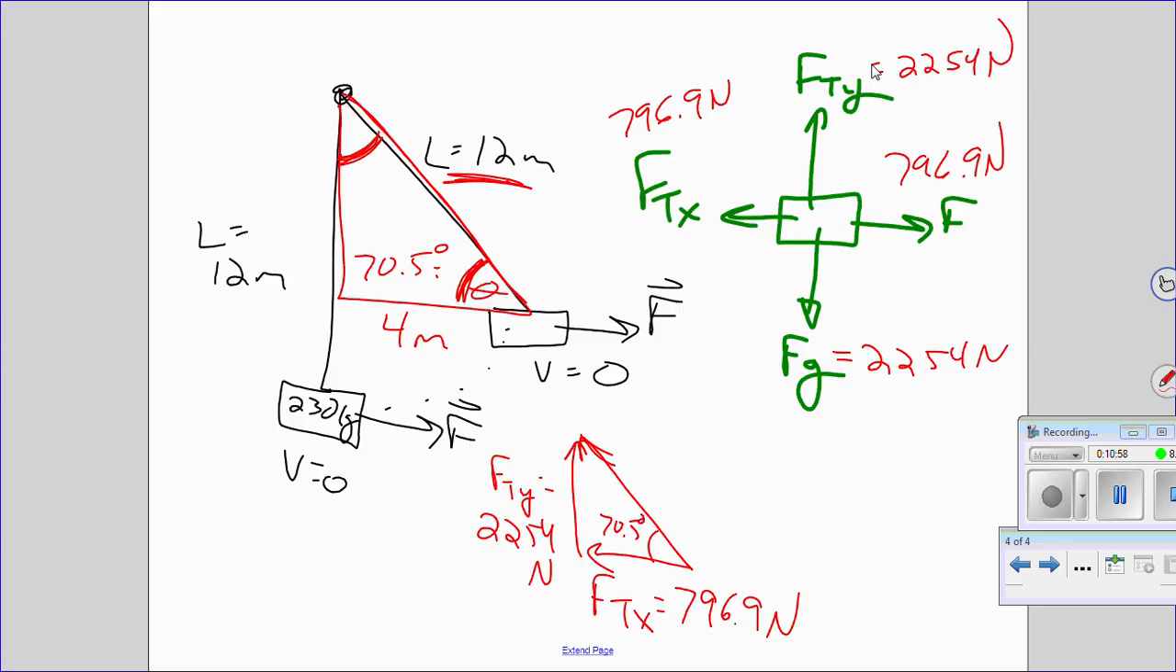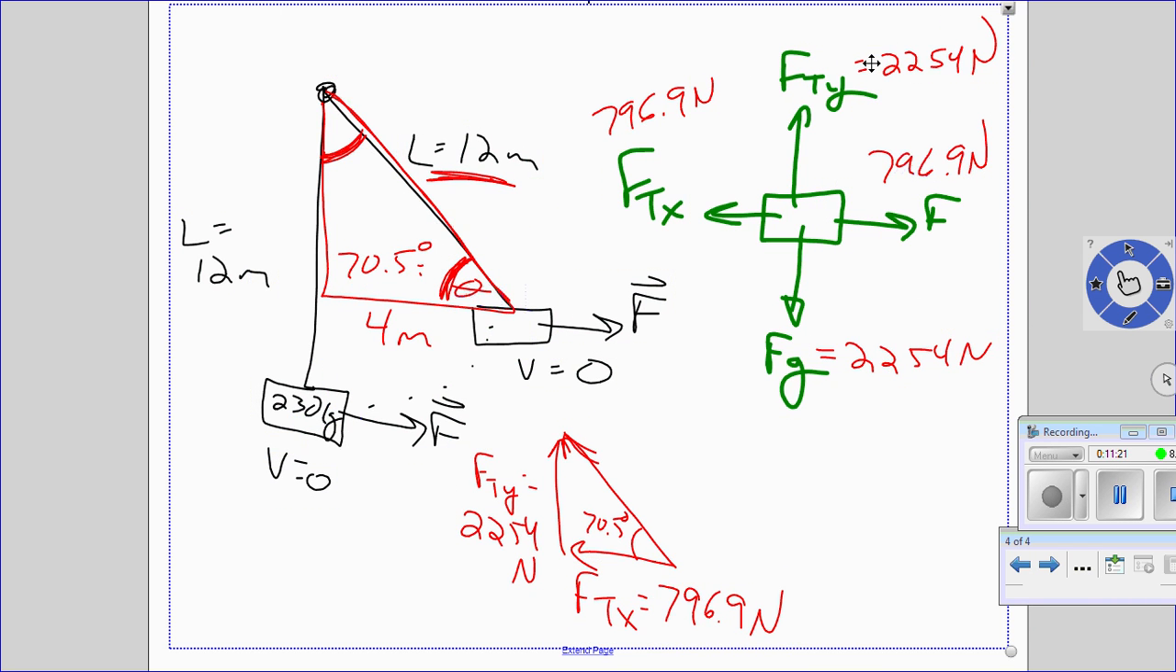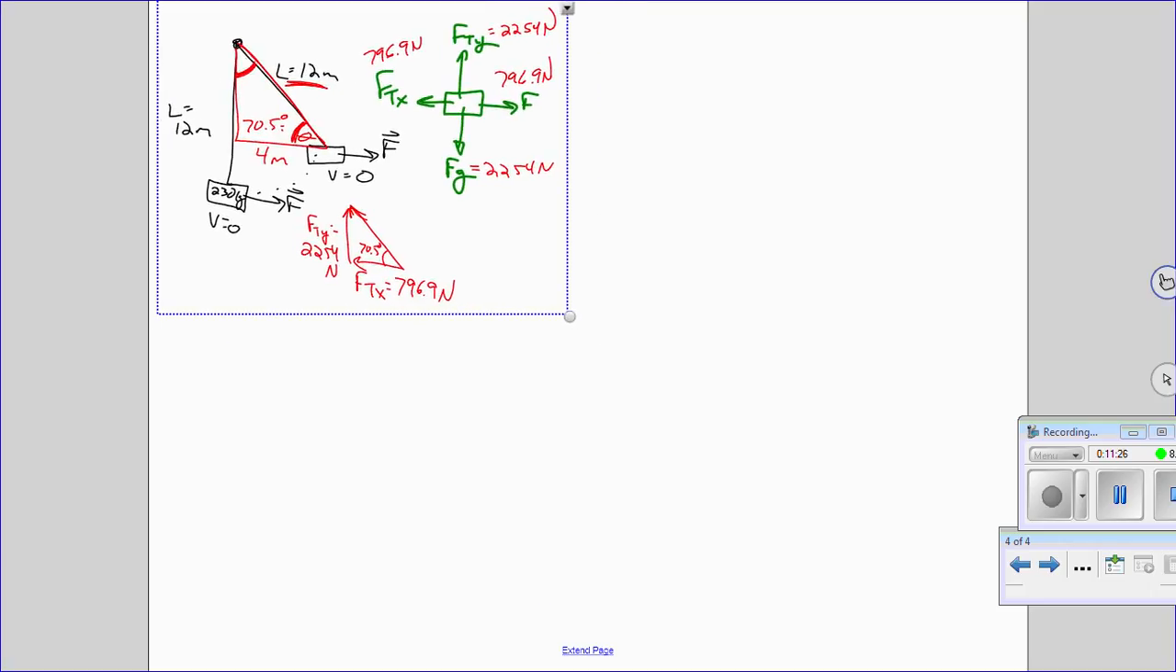Part C says find the work done by the force of gravity on the crate. So let me kind of clear up the board a little bit here. Am I going to be able to? No. Out of my way. There we go. Okay. Aha. Take that, smart board. Yep. Okay, so we got to find, for part C, the work done by gravity, right?